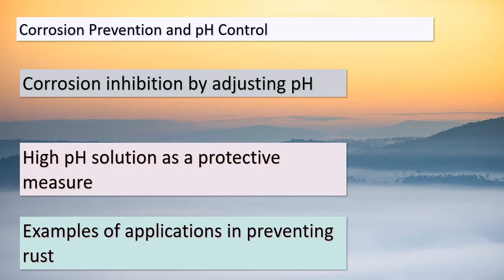Remember, a higher pH, meaning a more alkaline solution, can act as a protective barrier against corrosion. This preventive measure finds its applications in various scenarios, from industrial machinery to everyday objects. Imagine how understanding the principles of chemistry empowers us to protect and preserve our world. Let's wrap up with a summary of the key takeaways from our enlightening journey.